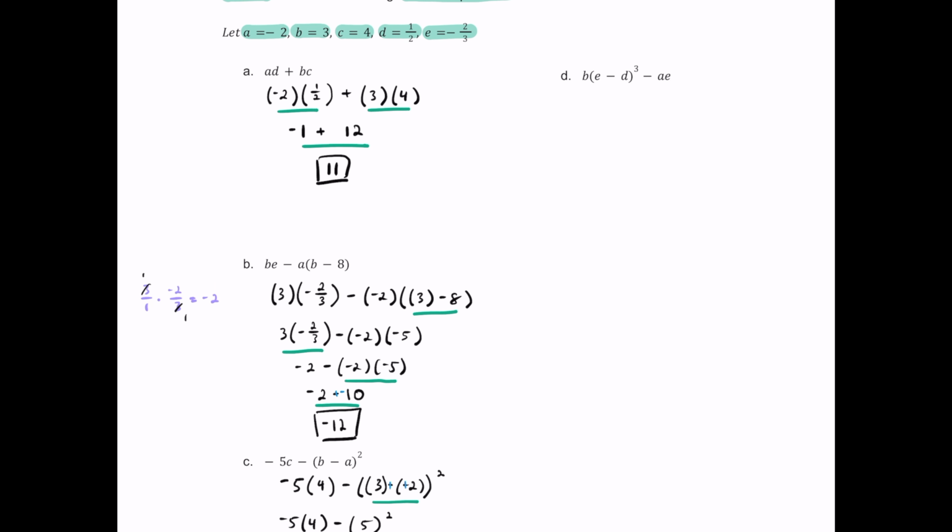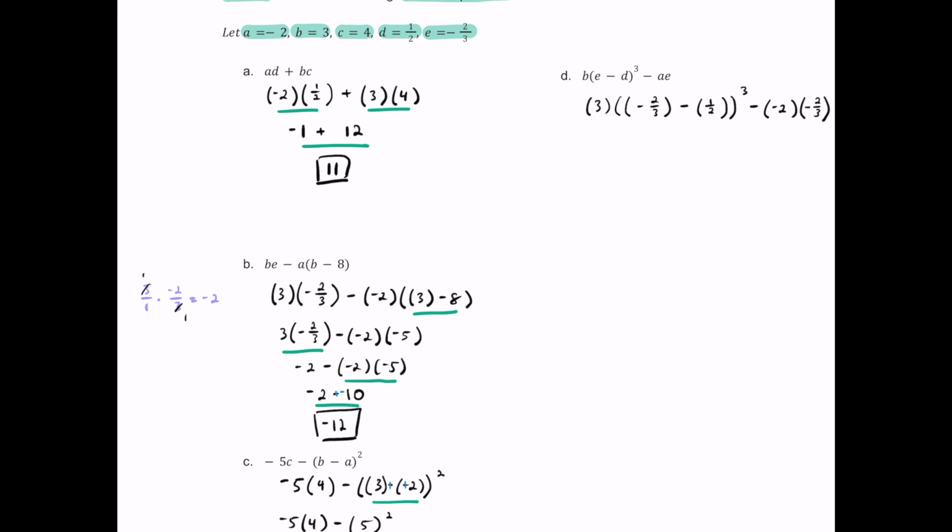Finally, for the last problem, we have B multiplied. So B is 3, so 3 is going to multiply by what's E? So E is going to be negative 2/3. And we're going to subtract 1/2 from it. And then we're going to raise that whole thing to the third power, minus the quantity A, which is negative 2, multiplied by E, which is negative 2/3. A lot of fractions.